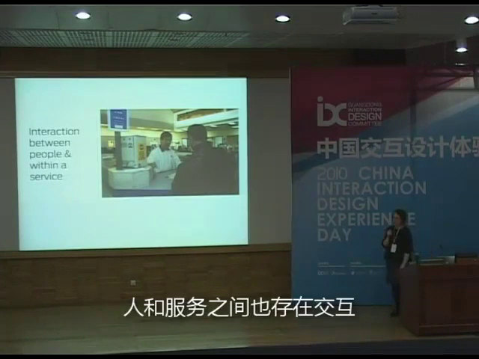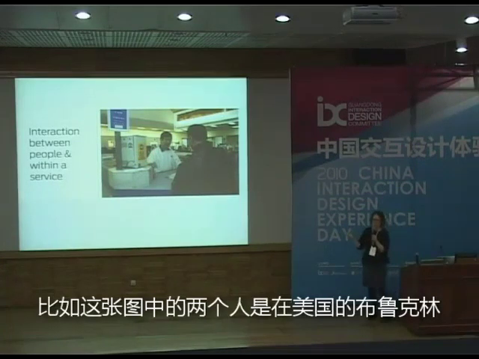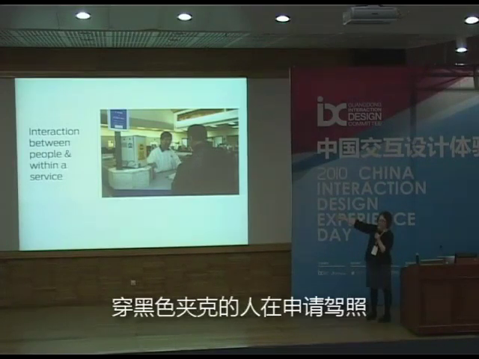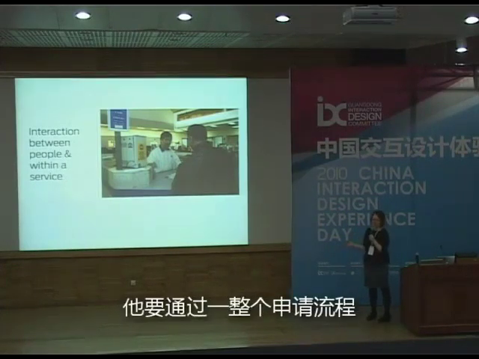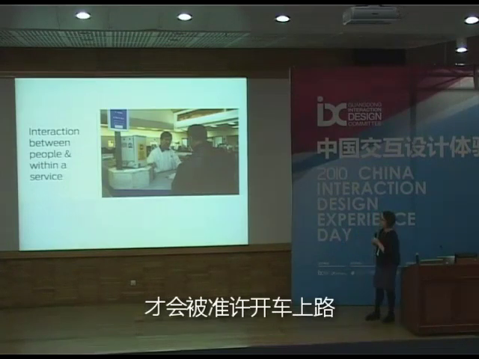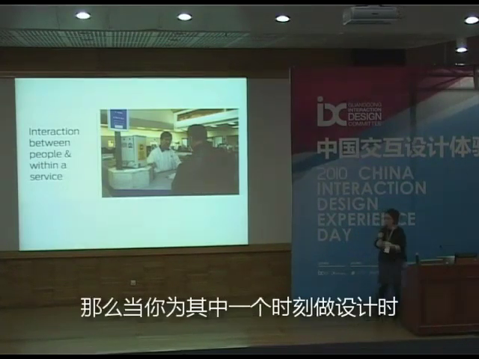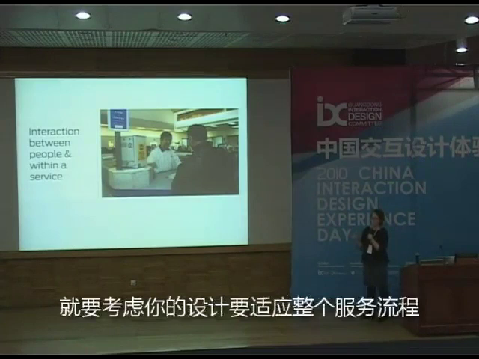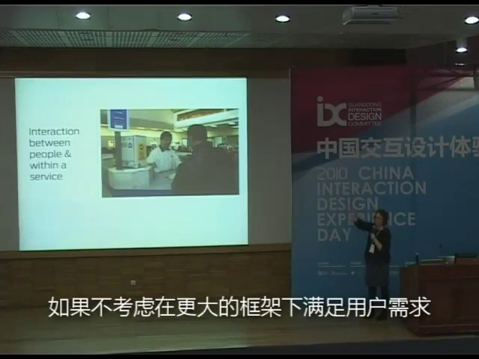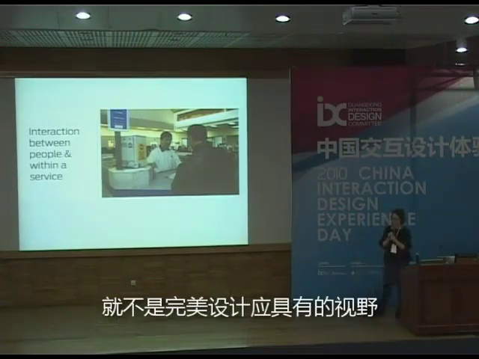You also have the interaction between people and with services. So for example, this is a picture of two people in Oregon in the United States. And the gentleman in the black jacket is getting his driver's license. And so there's a whole process that he has to go through in order to drive in Oregon. And so the question is, when we're designing for these, if you were asked to design just one moment, you have to be thinking about, especially when it comes to a service, how does that actually fit into the larger context? And so the perfect vision cannot be created if you're not thinking about the context.